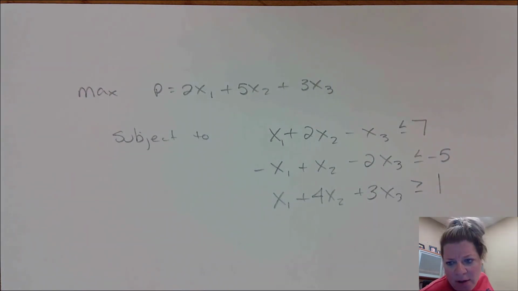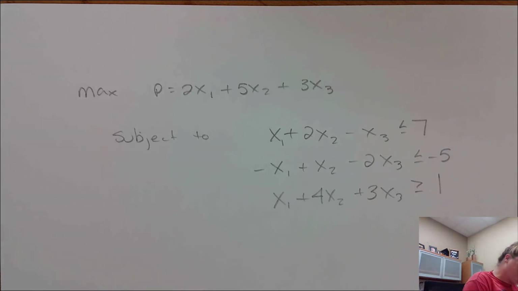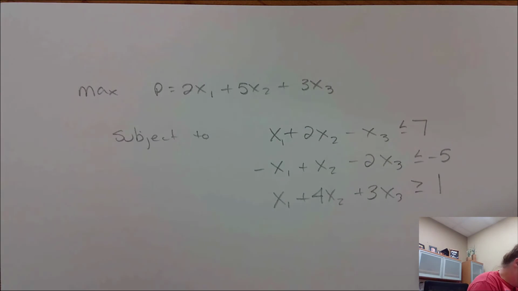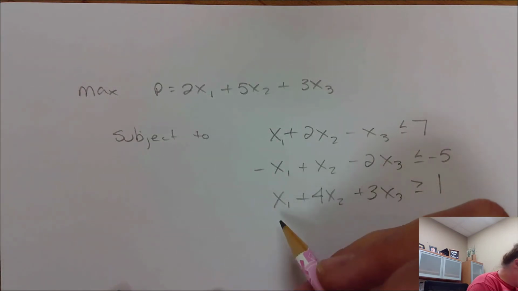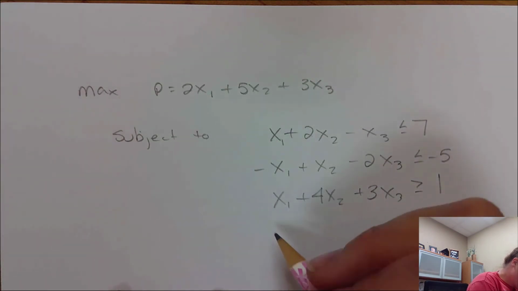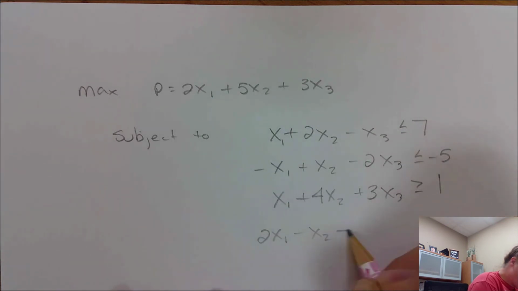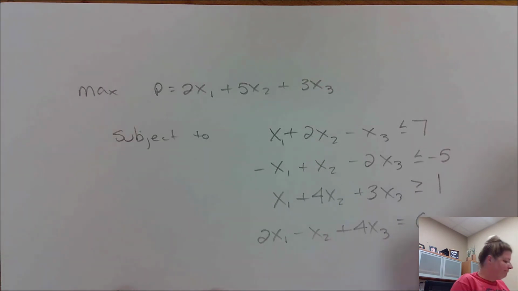It's a greater than. So this is really similar to what we just did. We needed it to be less than, and it was greater, so we'll have to fix that with an artificial and an M. So then let's see, A, B, C, I got 3. So what if we have 2x1 minus x2 plus 4x3 equals 6?